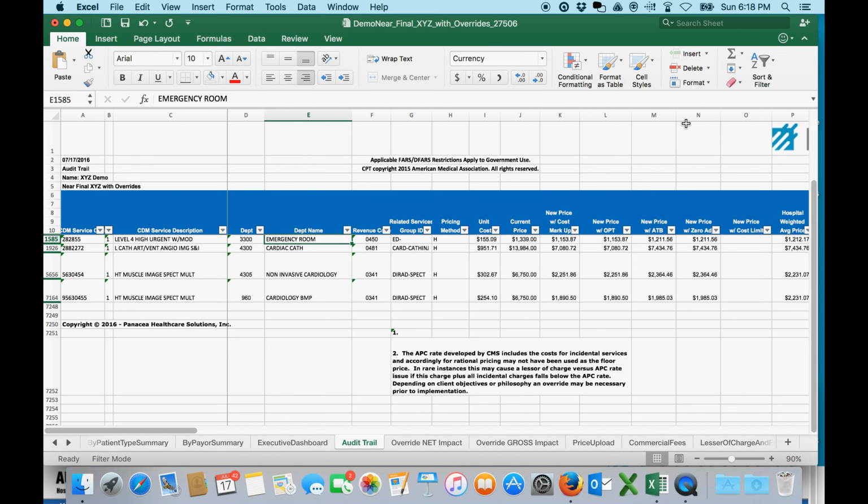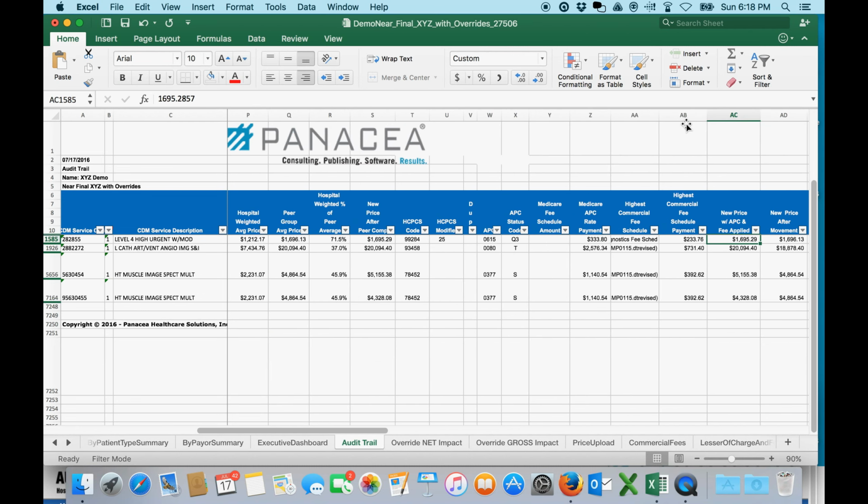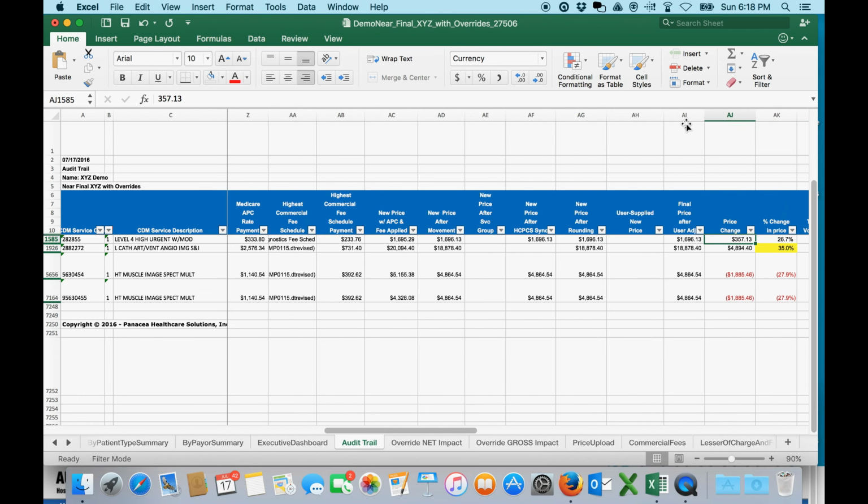So this is an emergency room procedure. This was currently being charged at $13.39. The cost marked up is $11.53. Let's see what the peer group. The peer group is charging almost $1,700. So in this case, we have room to go up to the market average to $16.96, and in the model, the final price is $16.96.